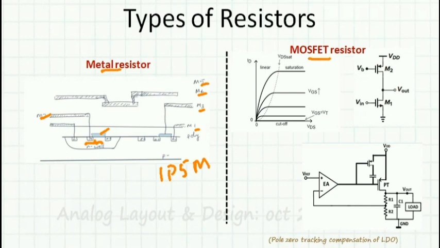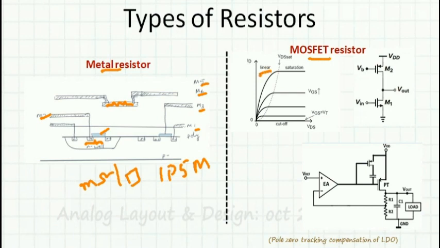Here I am using this portion as a resistor in metal 3. So metal resistors have very low sheet resistance of a few milliohms per square. So this is suitable only when we use resistors for a very small value. Let's now look into the MOSFET resistor.